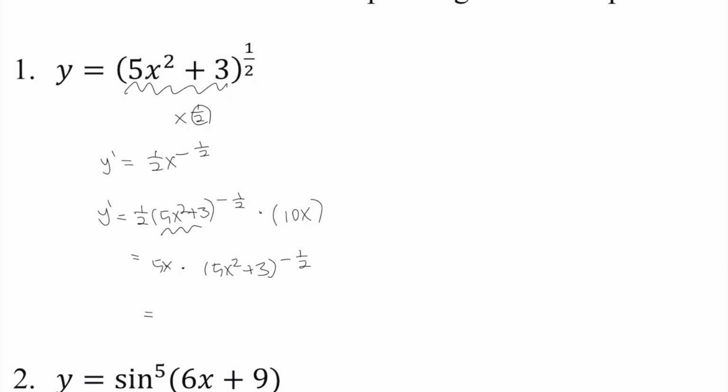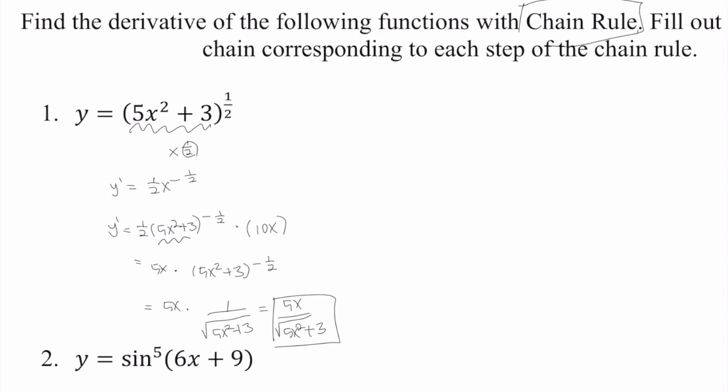To get rid of the negative exponent, we need to do a fraction. So 5x times 1 over the square root of 5x squared plus 3, which is equal to 5x over the square root of 5x squared plus 3. So this is our derivative answer. So that was the chain rule. I think this one's the easy one.